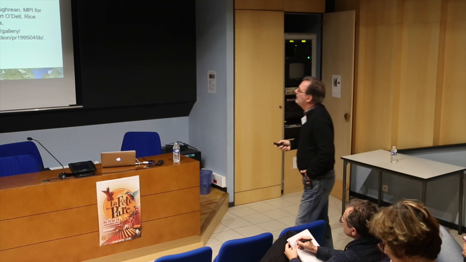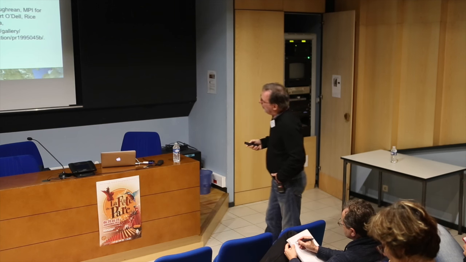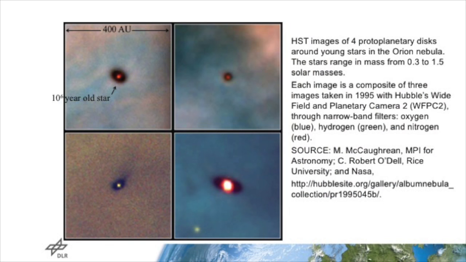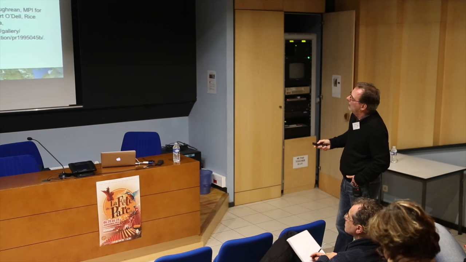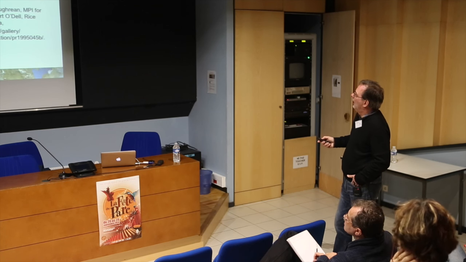Now here is again from the Orion Nebula, and these have an extension of 400 AU, and you see young stars with their disks surrounding them. They're different in their temperature and mass, but they're all about the same age.